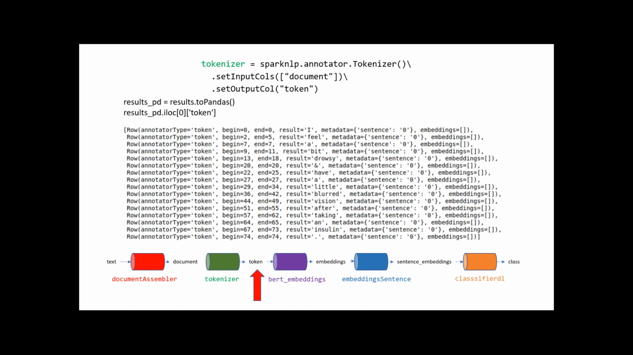Something interesting to notice is that for every token we have the begin and the end, which represent the position of the token inside the sentence in terms of relative characters, so where a token sits inside that sentence.